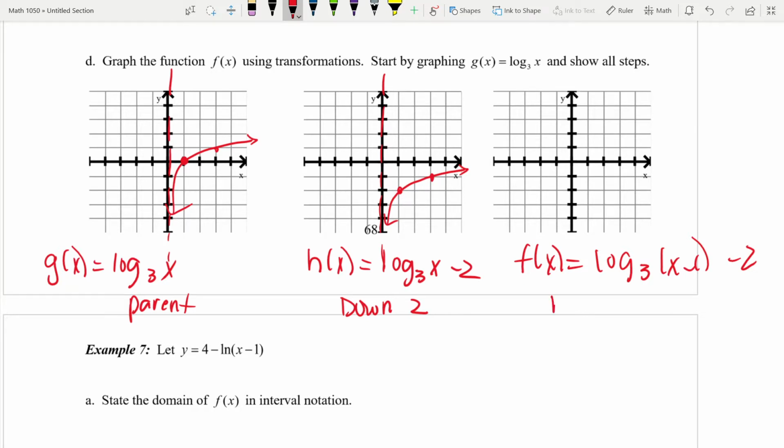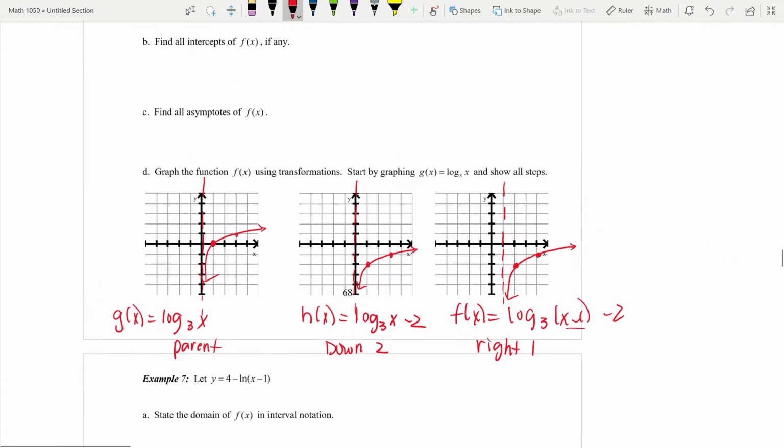The next one is going to be right 1 because of that minus 1. Does moving a vertical asymptote to the right change your asymptote? Tell me. Yes, it does. So let's go right 1. Everybody go to the point right 1, down 2, go right 1. Then everybody go right 3, down 1, and then go right 1. So there you go. Okay? There's your final graph.